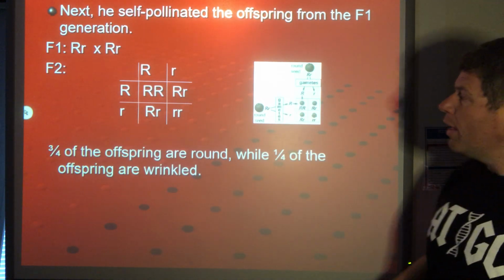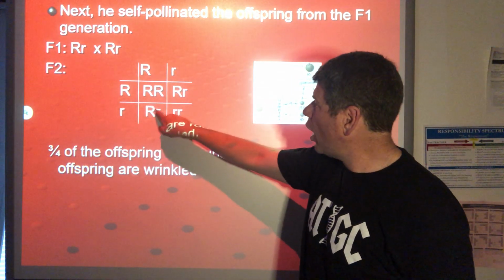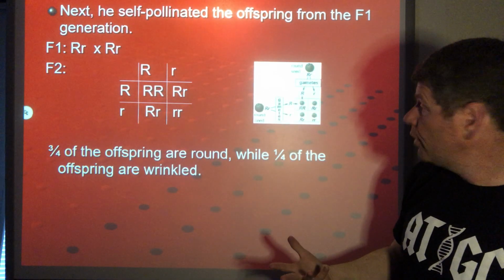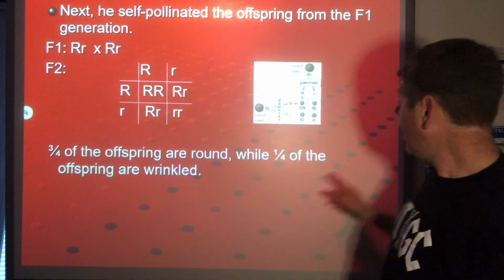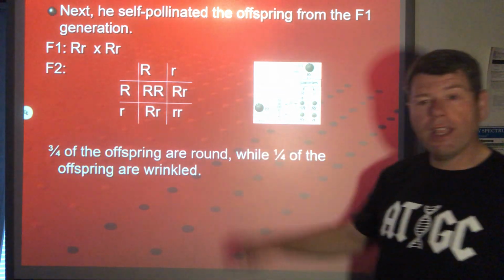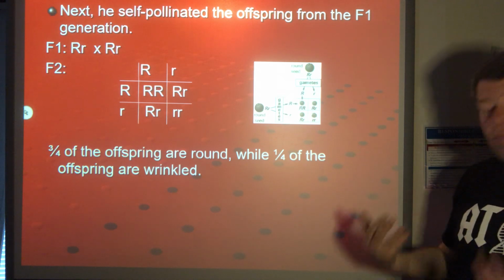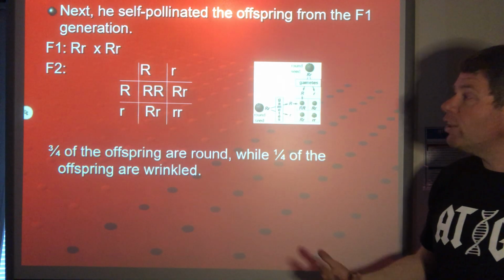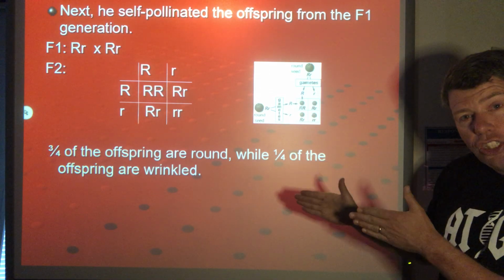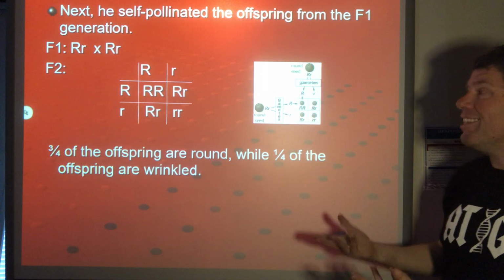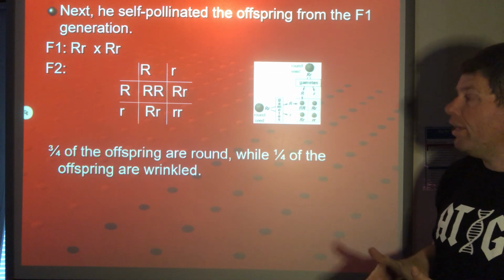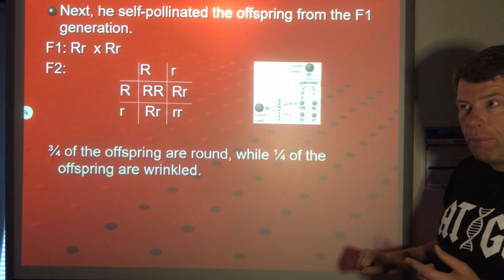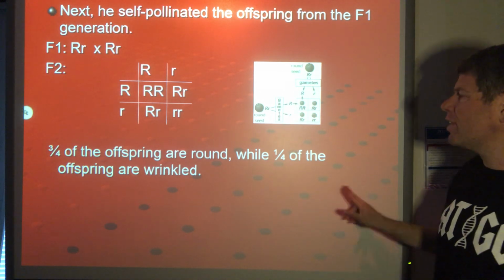We can see that 3/4 of the offspring are round. Remember, that's a phenotypic ratio. 3/4 of the offspring are round, and only 1/4 of the offspring are wrinkled. That's good information. We have done some predicting, and remember, these are predictions. If I actually got a whole bunch of peas and started to separate them, this is what I would expect. In reality, it might not be exactly that ratio, but it's what we expect.